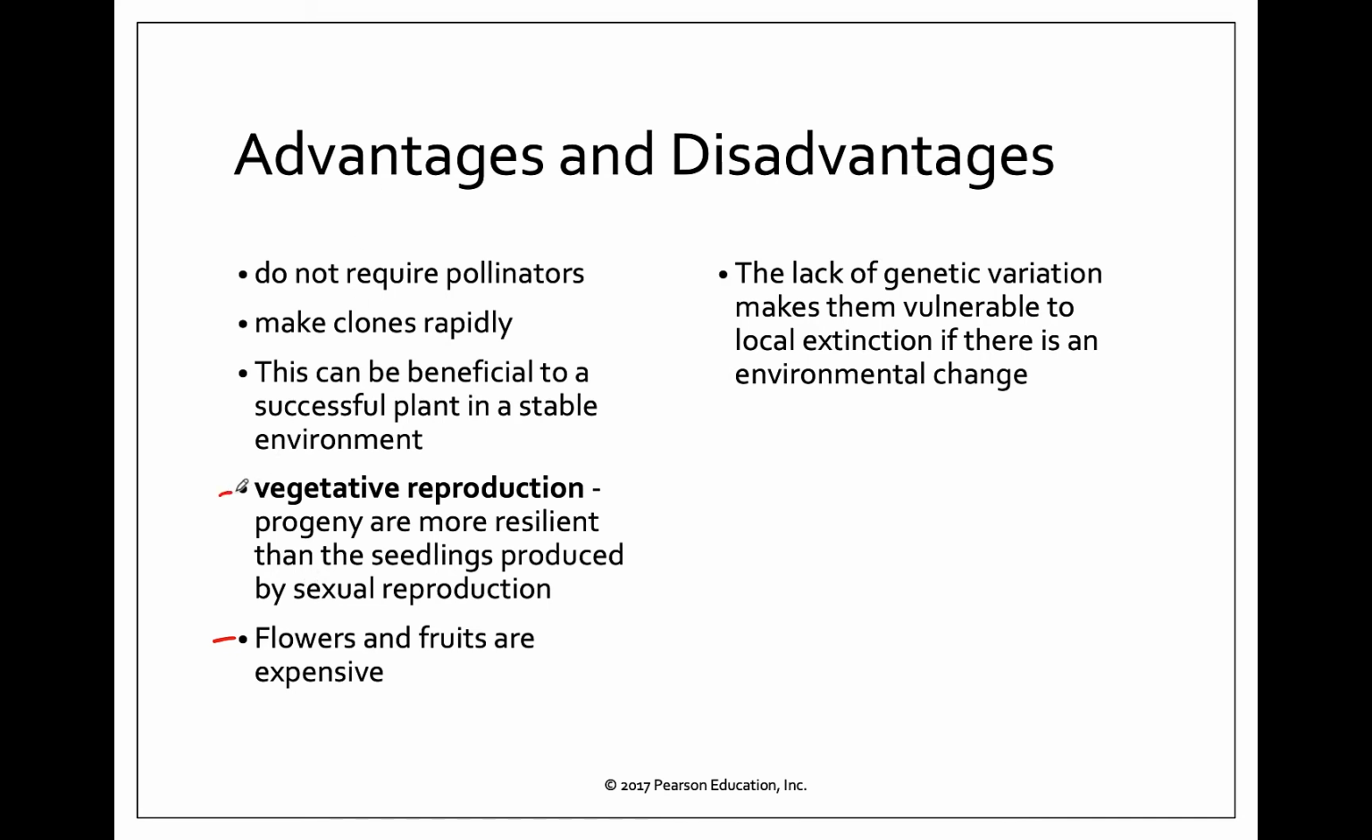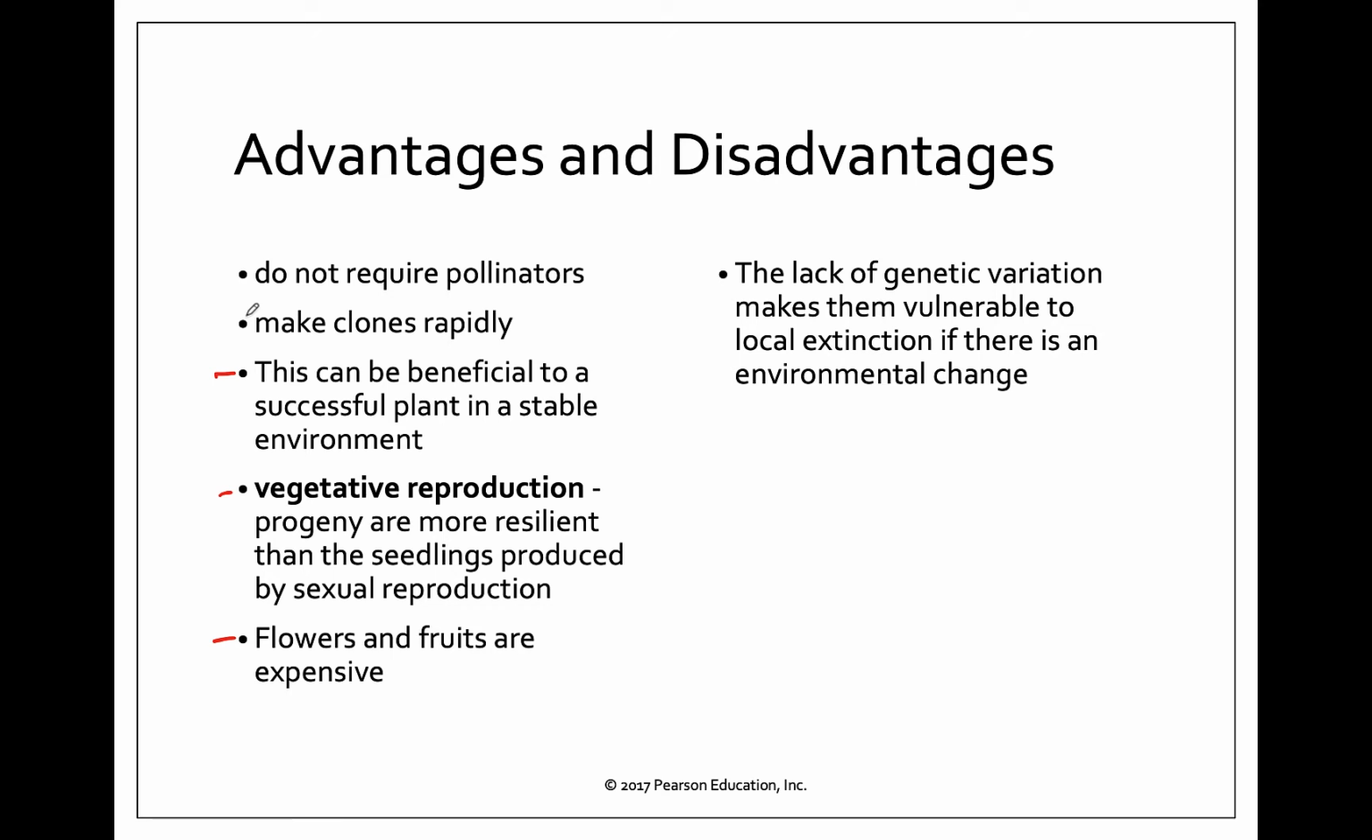In the case of things like fragmentation or plantlets, vegetative reproduction starts with something that already has leaves and potentially even roots. So this is going to start as a seedling rather than a seed. These seedlings are going to be more resilient to the environment than a seed, which is really fragile. If the environment is stable, this is great because I don't need a pollinator. I don't have to rely on any other species. Cloning can happen really quickly without very much energy.